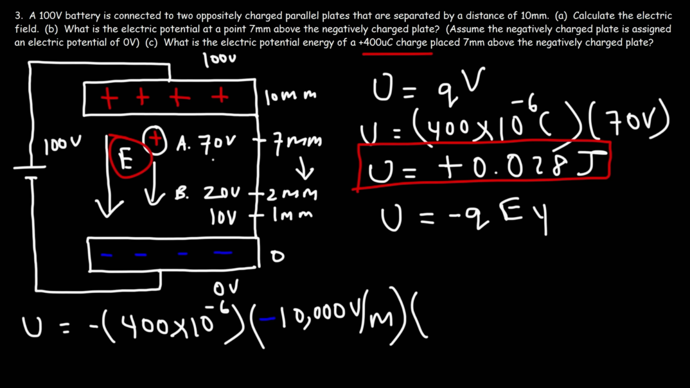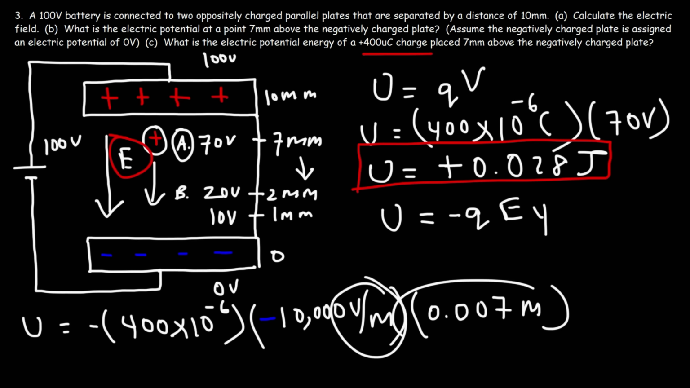And the height above the negatively charged plate, point A, is 7 millimeters above it. Now this is in meters, so we want this to be in meters as well. 7 millimeters, if you divide that by 1,000, that's going to be 0.007 meters. If we use the electric field in volts per millimeter, then we could use millimeters here. But you want to make sure that these units match. So it's negative 400 times 10 to negative 6 times negative 10,000 times 0.007.